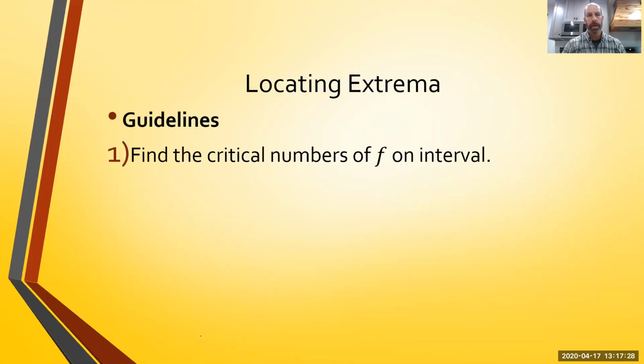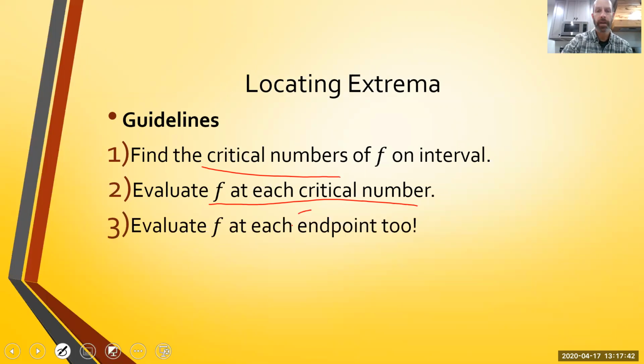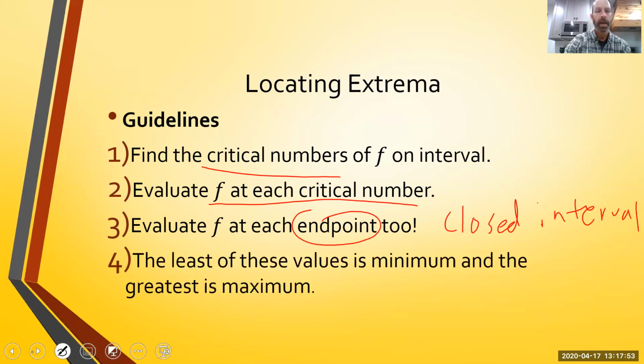To locate extrema, there are some steps that you should follow. Number 1, find critical numbers. I've already talked about those. Number 2, go ahead and evaluate the value of the function at those critical numbers. Number 3, don't forget to check the endpoints. This is if you're on a closed interval. If you're on a closed interval, you need to make sure you check the endpoints. And then finally, number 4, the least of these values is a minimum, and the greatest is the maximum. Again, this is on a closed interval. This is not local extrema. This is extrema, period.